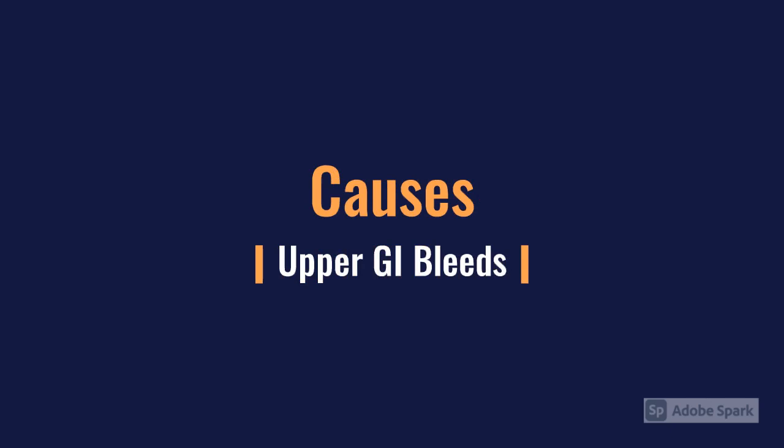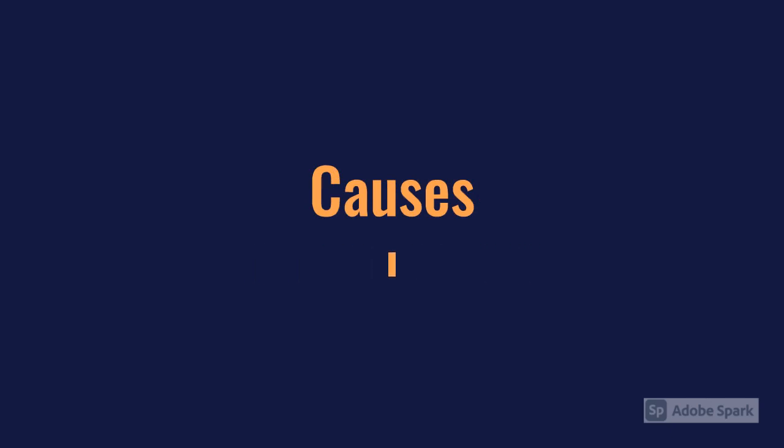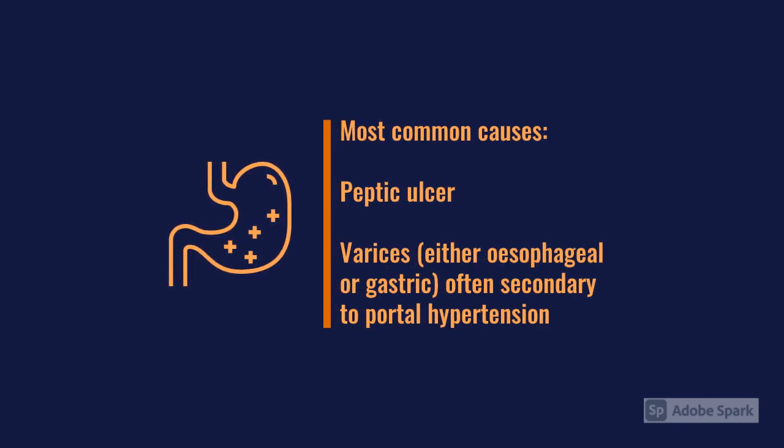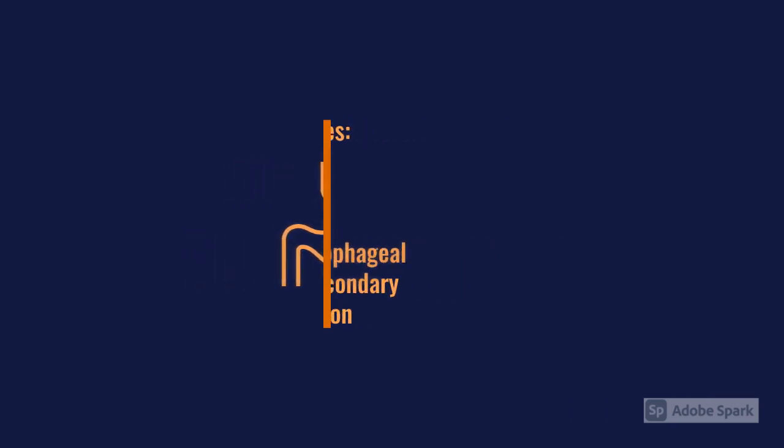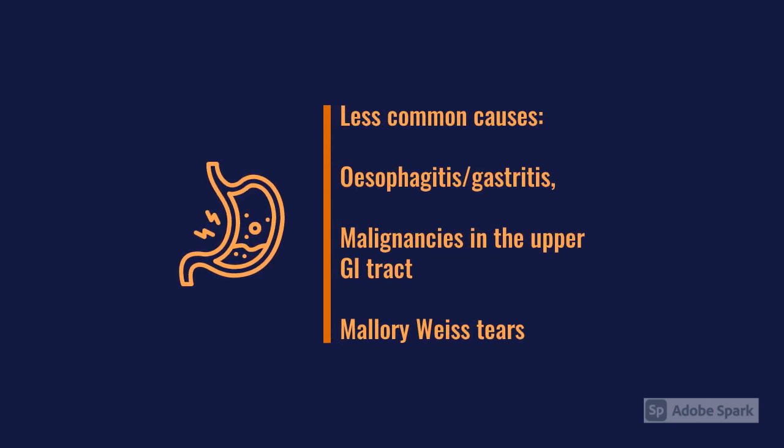Thinking about the causes of an upper GI bleed, Matt, what do you think in terms of most common? Most common causes are peptic ulcers, followed secondly by varices, either of the esophagus or the stomach, often secondary to portal hypertension. So just be aware in those patients who often have alcohol excess or those with chronic liver disease. Less common causes though, so anything that's causing inflammation in the same area, so esophagitis or gastritis, just makes the tissues a bit more friable, a bit more likely to bleed.